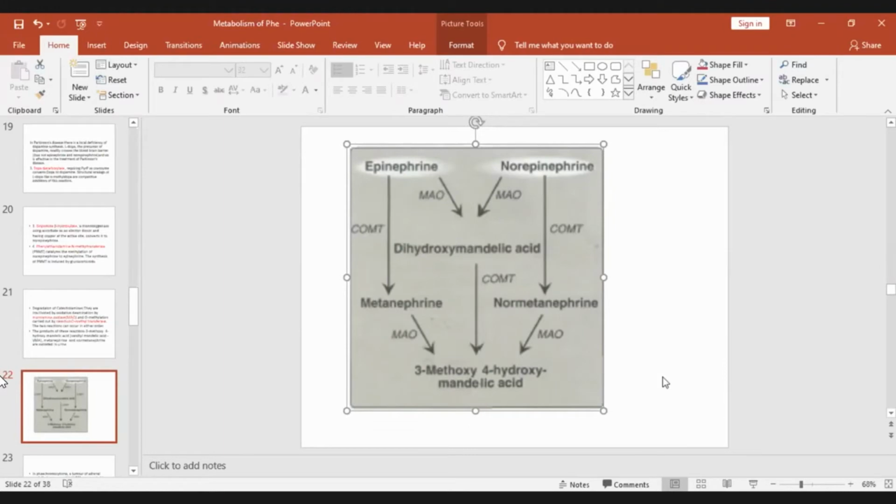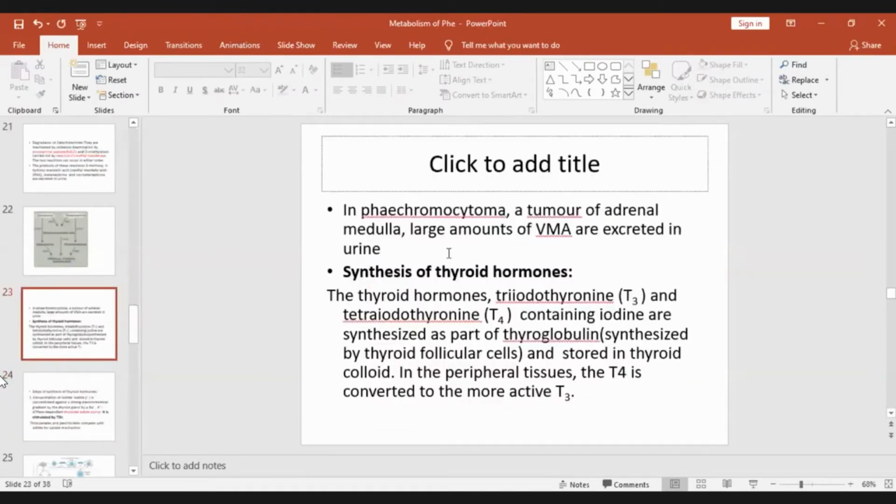3-methoxy-4-hydroxymandelic acid is the main product that is excreted. So in pheochromocytoma, a tumor of the adrenal medulla, a large amount of this VMA is excreted. In pheochromocytoma, a large amount of adrenaline is secreted, so there will be uncontrolled, very severe or malignant hypertension in these cases.